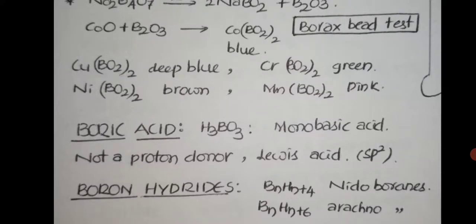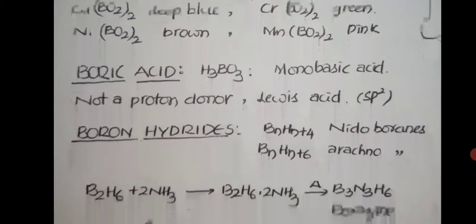Boric acid, H3BO3. H3BO3 is a monobasic acid, but it is not a proton donor because all protons are busy in hydrogen bonding, so it cannot release any proton by itself, but it releases a proton when it reacts with water. The proton is coming from the water. H3BO3 plus water gives H+ and B(OH)4−. Boric acid has an sp2 hybridized trigonal planar structure.